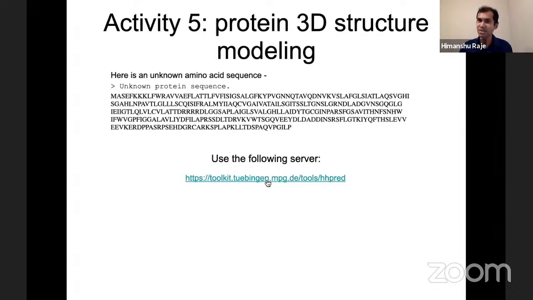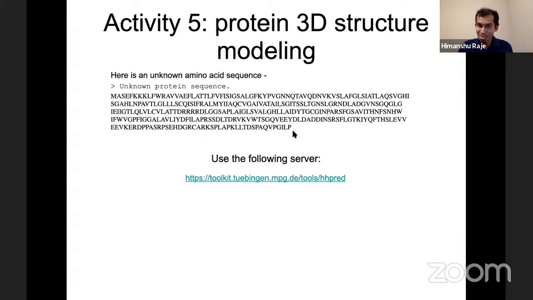Web servers like this can help us do that. All you have to do is copy and paste this protein sequence into this HHpred web server. Just follow this link. You will see the search window. Just copy and paste this protein sequence in there. That job is going to take a few minutes to run, okay? But we will have the last 10 minutes for you to answer questions, and we still have about 7 minutes to end this lecture.